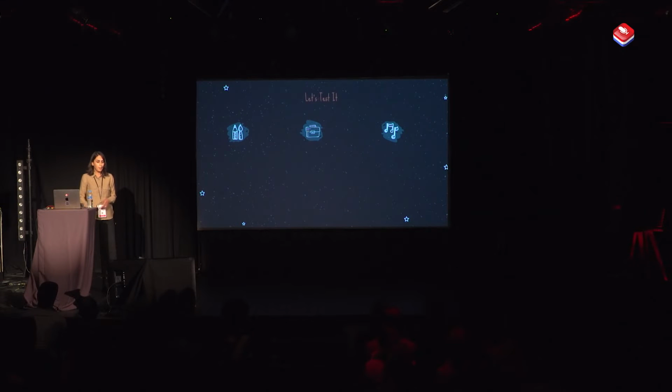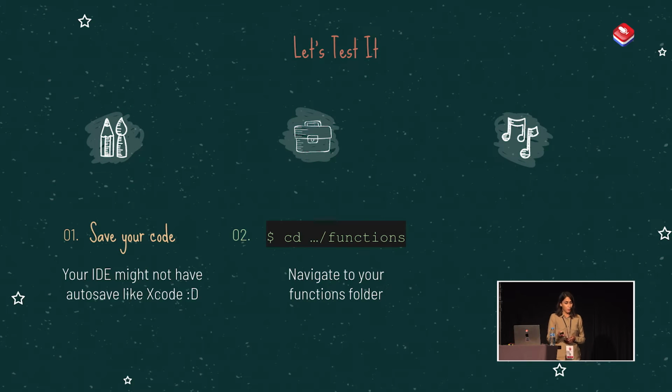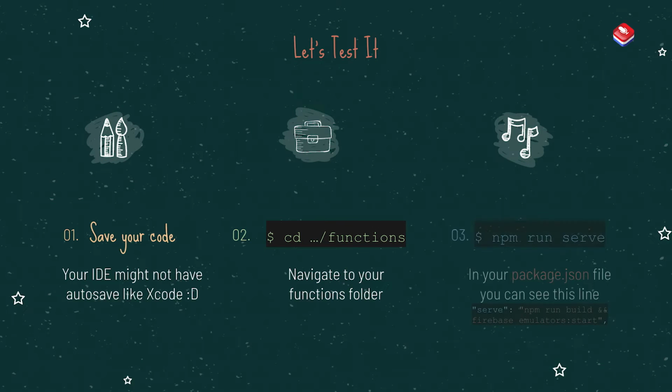So let's test it. The first step is to save your code. Not all IDEs have autosave like Xcode. I learned that the hard way. And navigate to your functions folder. After that, you just run npm run serve, which is exactly like Command R in Xcode. It builds your project and starts the emulator.